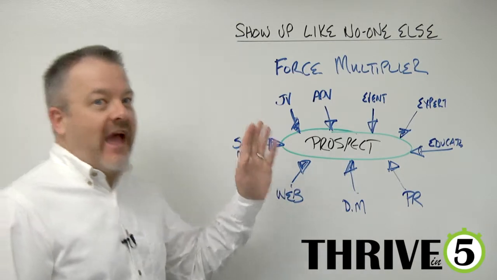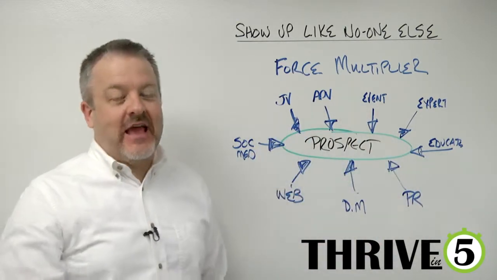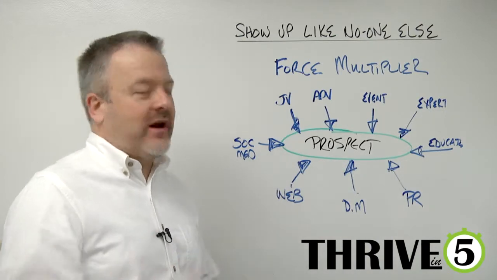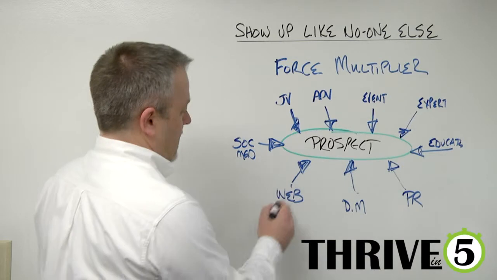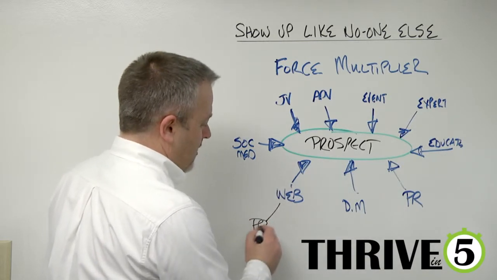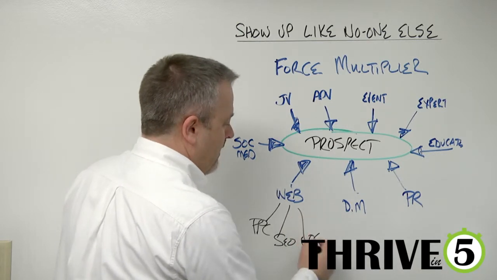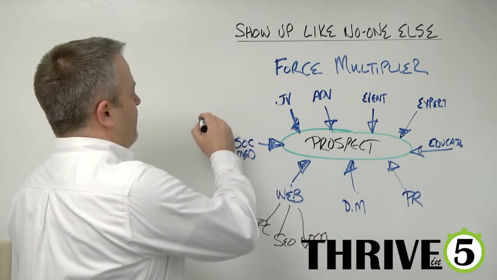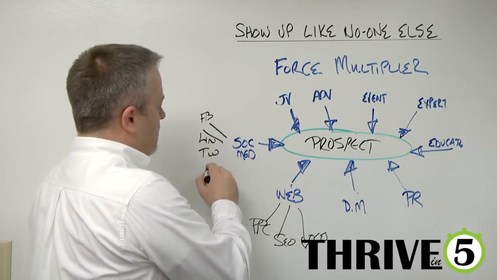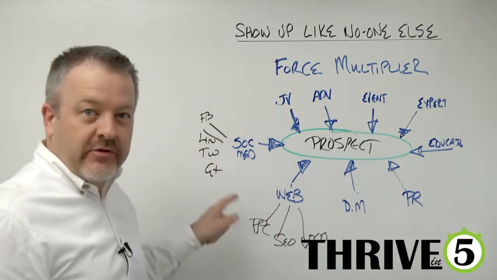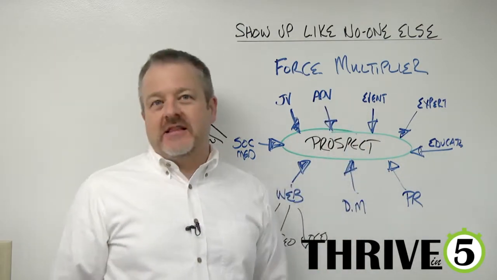Now, to add to that, if the force multiplication effect has such potent effect, watch what happens when you start doing force multiplication within one of the force multipliers. So under web, you do pay-per-click, you do SEO, you do local. Under social media, you do Facebook, you do LinkedIn, you do Twitter, you do Google+. That's force multiplication within that particular category. You do that, and amazing things happen.